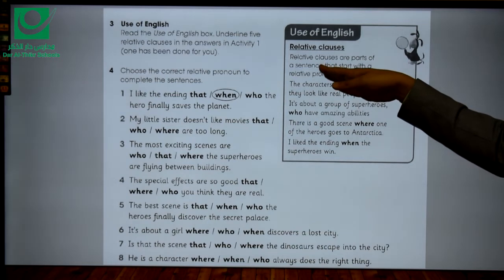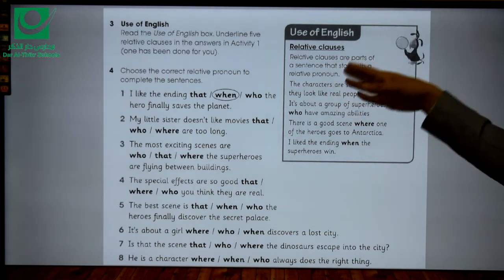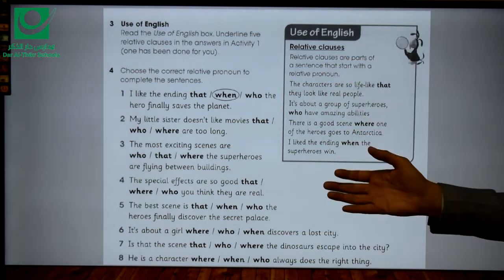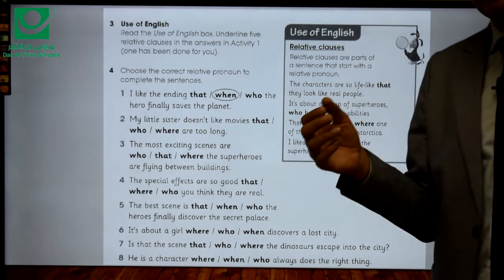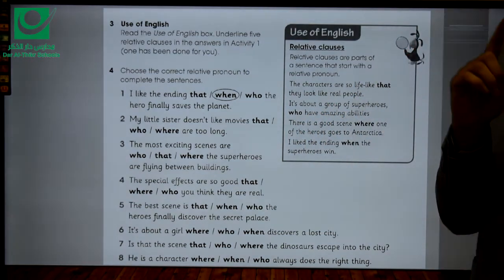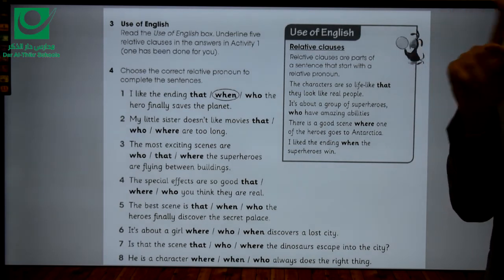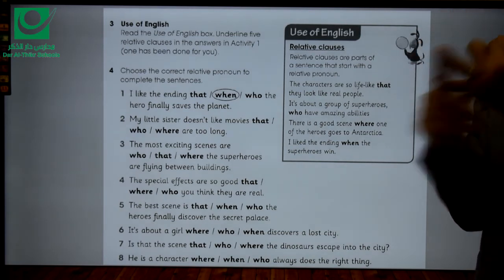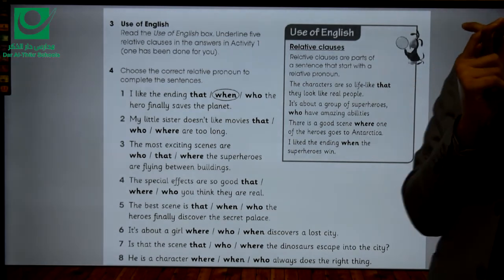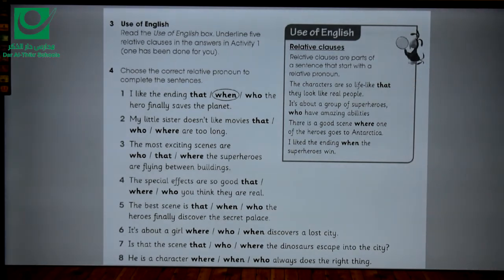Remember, relative clauses are parts of a sentence that start with the relative pronoun. Who can tell me the relative pronouns? The relative pronouns can be that, who. Both of them can be used for people. The word that is used for things. The word when is used for time, and where is used for place.